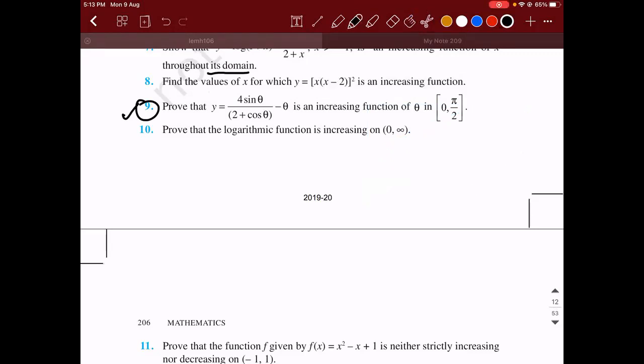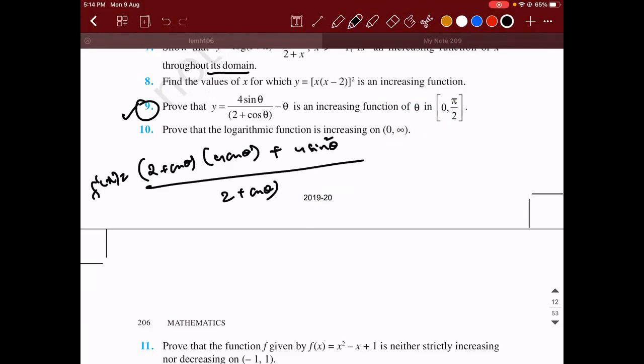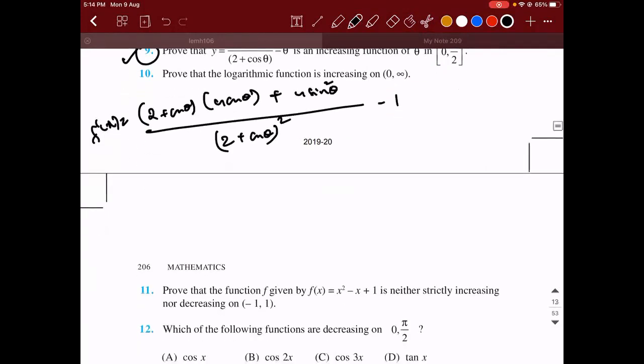Yeah. Y is equal to 4 sin theta by 2 plus cos theta minus theta. How much is f dash of x? It should be 2 plus cos theta into 4 cos theta plus 4 sin square theta. So should we simplify the whole thing, sir? Yeah, then you will be able to solve it, no? I think it will be 8 cos theta plus 4 by 2 plus cos theta the whole square. Are my steps correct?